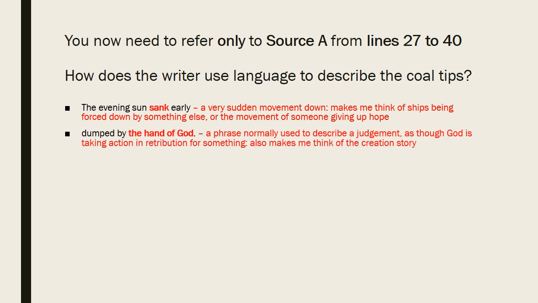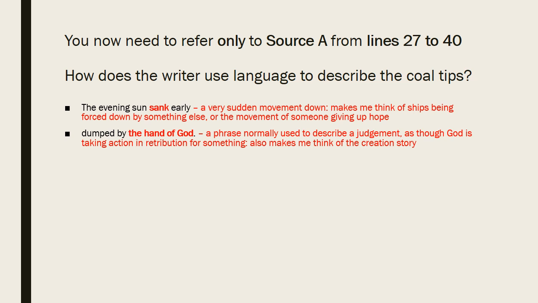Right? Now, next one, dumped by the hand of God. Now again, what about the hand of God? Well, it's a phrase that is normally used to describe a judgment as far as I can see. The idea of the hand of God appears, pointing and saying it's you, or in the biblical story, writing on the wall or something like this. Usually the hand of God is something that comes down and judges you. So it makes it seem as though God is taking action in retribution for something. Okay, retribution, people have done something wrong, and so God is reacting to it.